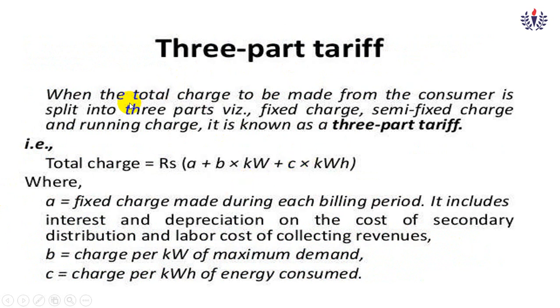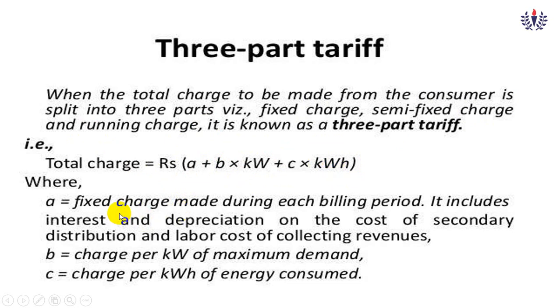Next one is the three-part tariff. In the three-part tariff, the total charge to be made on the consumer is split into three parts. As the name itself says, one is the fixed charge, the second one is the semi-fixed charge, and the third one is the running charge. Here A is known as the fixed charge, B into kW is known as the semi-fixed charge, and this is known as the running charge.